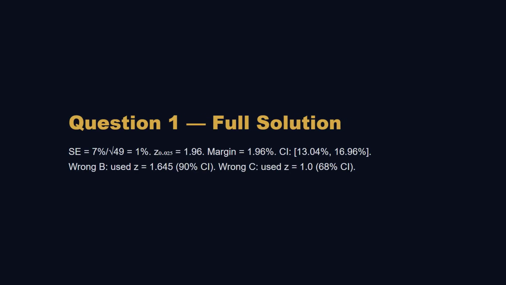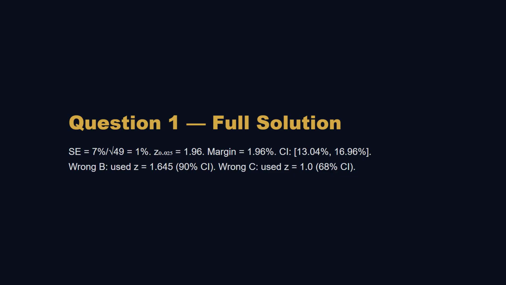The answer is A, 13.04% to 16.96%. Standard error equals 7% divided by the square root of 49, which is 7. 7 divided by 7 equals 1%. Since sigma is known, we use z. Z for 95% confidence is 1.96. Margin of error is 1.96 times 1% equals 1.96%. 15 minus 1.96 is 13.04. 15 plus 1.96 is 16.96.